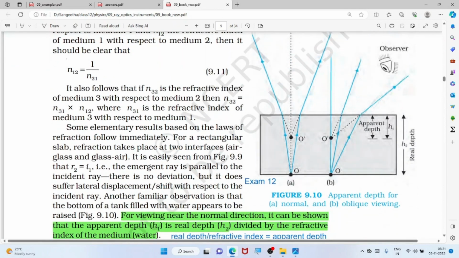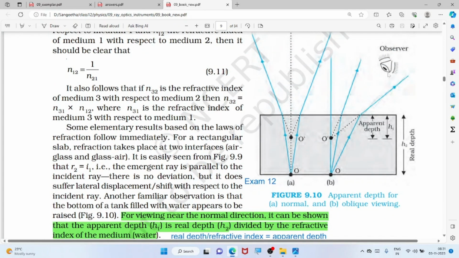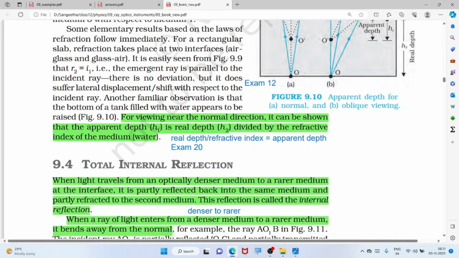So here you see the apparent depth and the real depth. So you see from here how it appears. Real depth over apparent depth is the refractive index.